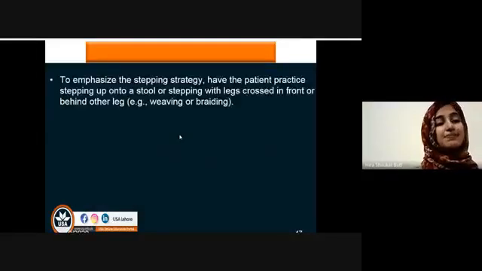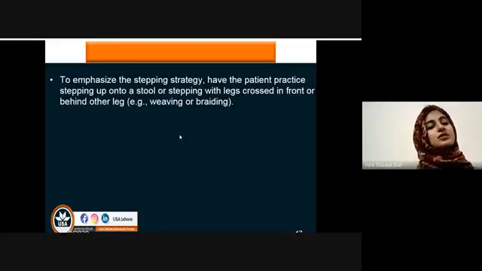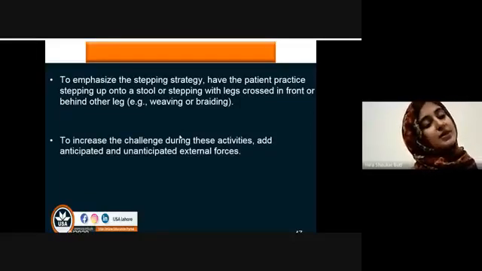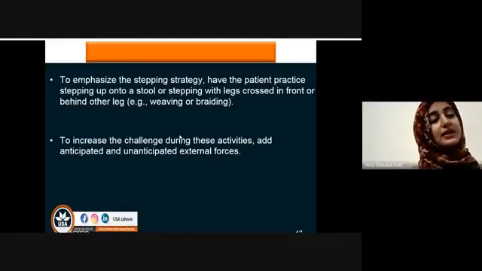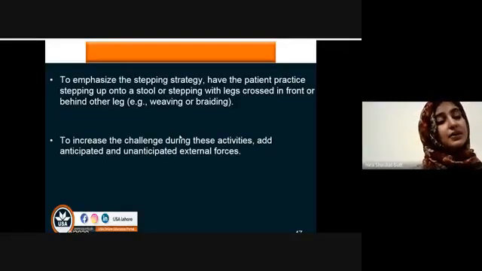To emphasize the stepping strategy, have the patient practice stepping up on the stool, and stepping with the legs crossed in front or behind the other. And if you want to increase the challenge during these activities, you can add anticipated and unanticipated external forces.